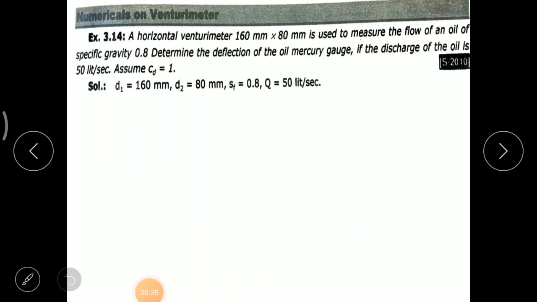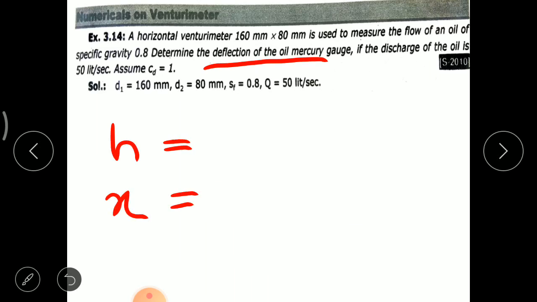Now the next point is that we have to determine the deflection of the oil mercury gauge. Here we have two deflections. The first quantity is H and the second one is X. The H quantity is the deflection, or the difference of mercury level in meter, and the X quantity is the difference of mercury, denoted by the letter X.